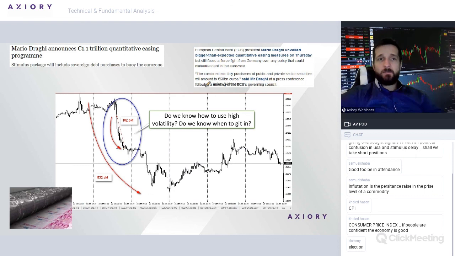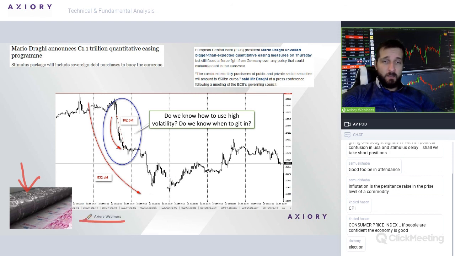Another unexpected thing. Mario Draghi, who was the European Central Bank president, announced a 1.1 trillion quantitative easing program, which more or less means printing additional money, which should be negative for the currency, right? Printing money, and look what happened: 200 pips in a few hours, 500 pips in a few days.